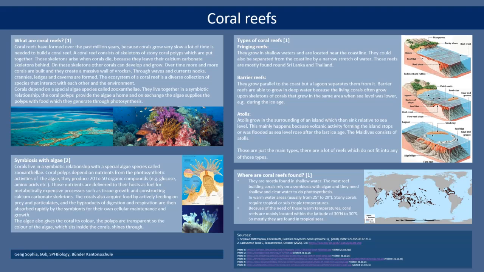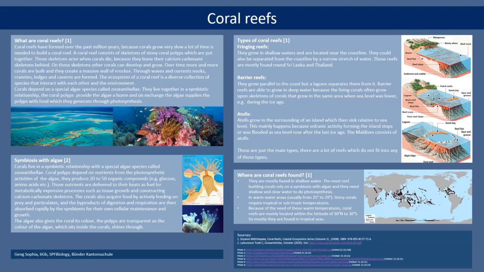As I mentioned before, corals live in a symbiotic relationship with these Xanthellas. So coral polyps depend on nutrients from the photosynthetic activities of these algae. They produce organic compounds which the polyps need. Those nutrients are delivered to their hosts as fuel for metabolically expensive processes, such as tissue growth and constructing calcium carbonate skeletons. But the algae does not only give the corals food, it also gives the coral its color.